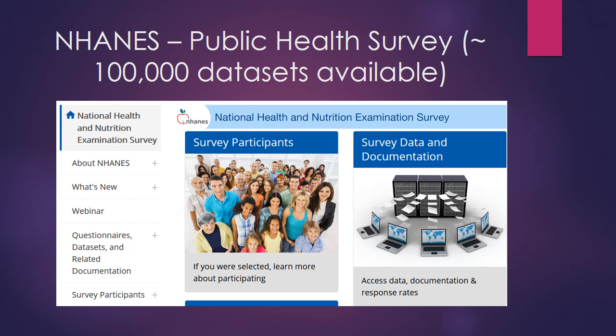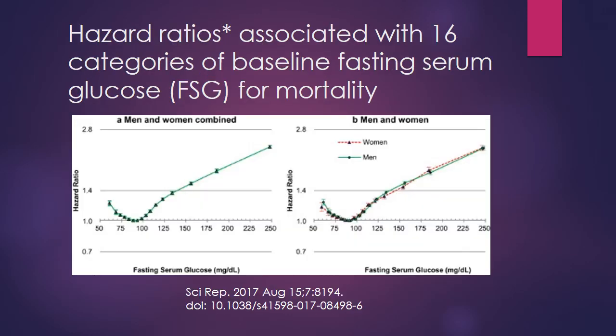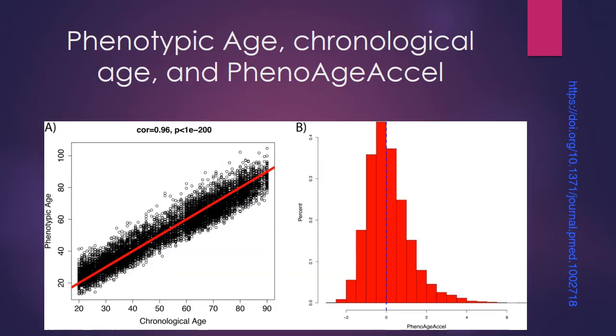NHANES Public Health Survey. The slide introduces the CDC's National Health and Nutrition Examination Survey, the primary source of the roughly 100,000 data used for the analysis. Hazard ratios. Displays graphs showing that mortality risk hazard ratio steadily increases as serum glucose levels deviate from an optimal baseline range.